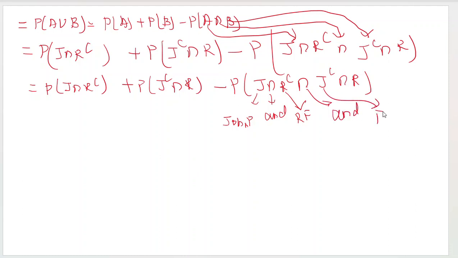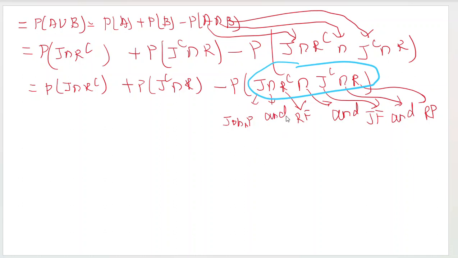Over here it is John fails. Again, intersection means and, and this R over here means Rahul passes. So the whole statement over here means nothing but John passes and Rahul fails, and John fails and Rahul passes. The problem with this statement is that the first says John passes and Rahul fails, but again it is saying that John fails and Rahul passes.